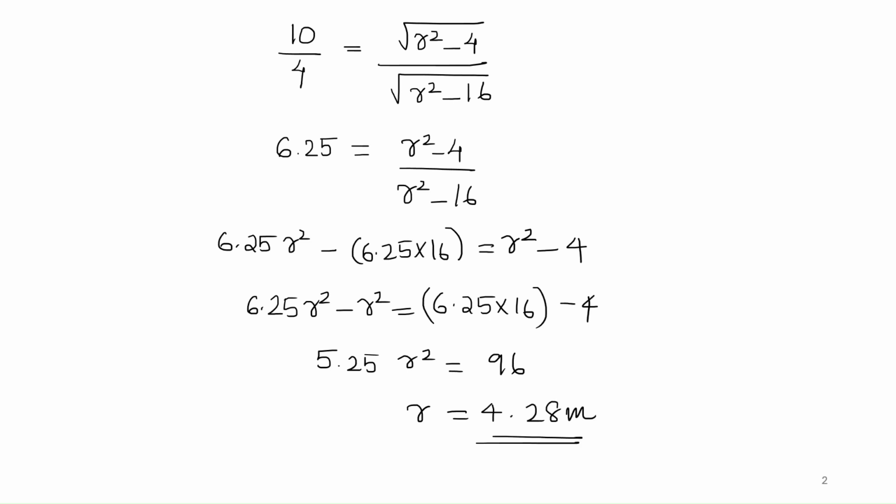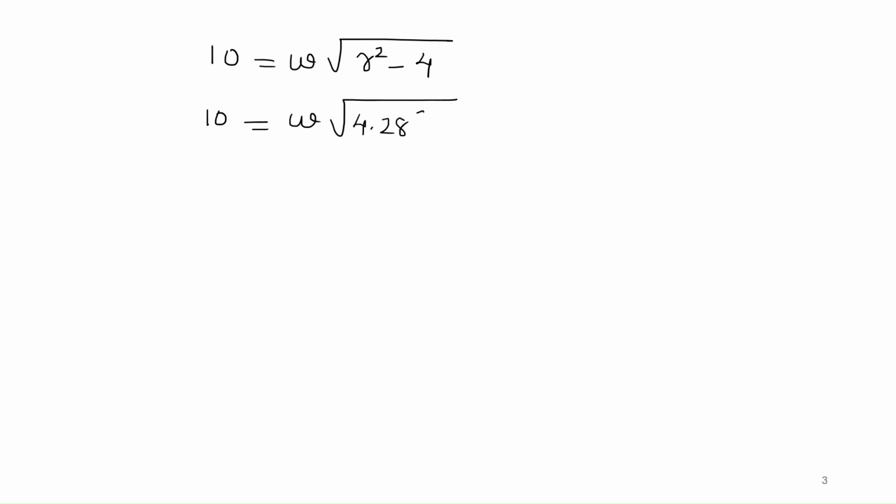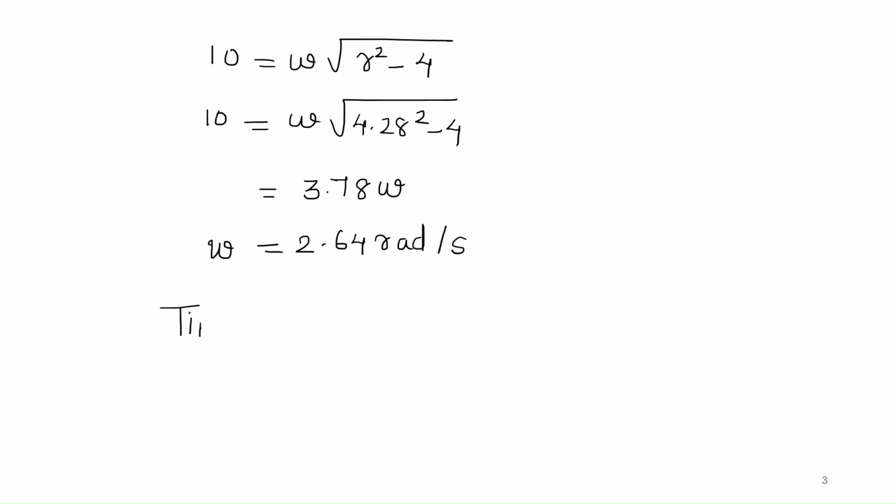meters. Now we got the value of r. From this we can find out the value of omega. If we substitute in equation 1, that is 10 equal to omega into square root of r square minus 2 square, that is 4, we can write 10 equal to omega into square root of 4.28 the whole square minus 4, that is equal to 3.78 omega, and our omega is equal to 2.64 radians per second.